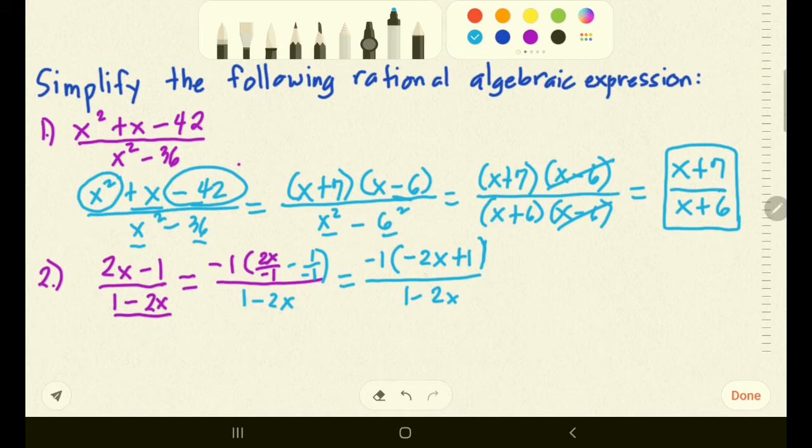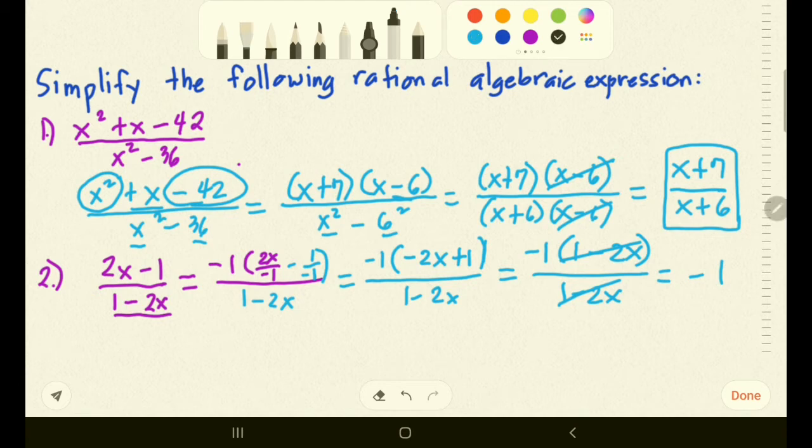Okay, this negative 2x plus 1, you can arrange that as 1 minus 2x, over 1 minus 2x. As you observe, they have a common binomial factor, which is 1 minus 2x. So cancel that out. The remaining is negative 1. Okay, class, you can also do this.